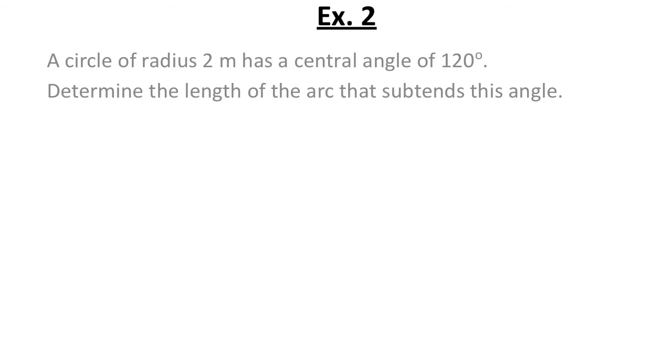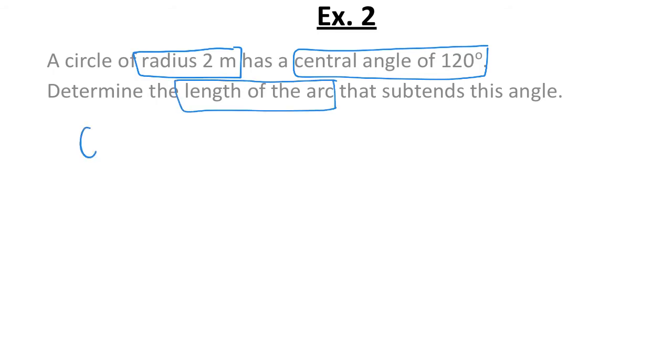So again, just like last time, I noticed this is giving me information about the radius. It's giving me information about the angle at the center of that circle, and it's asking me about the arc length. So that makes me think of this equation, theta is equal to A over R. If I start plugging stuff in, I know the radius is 2, and I'm solving for A, so that stays as my unknown, and then here's my angle, 120 degrees.